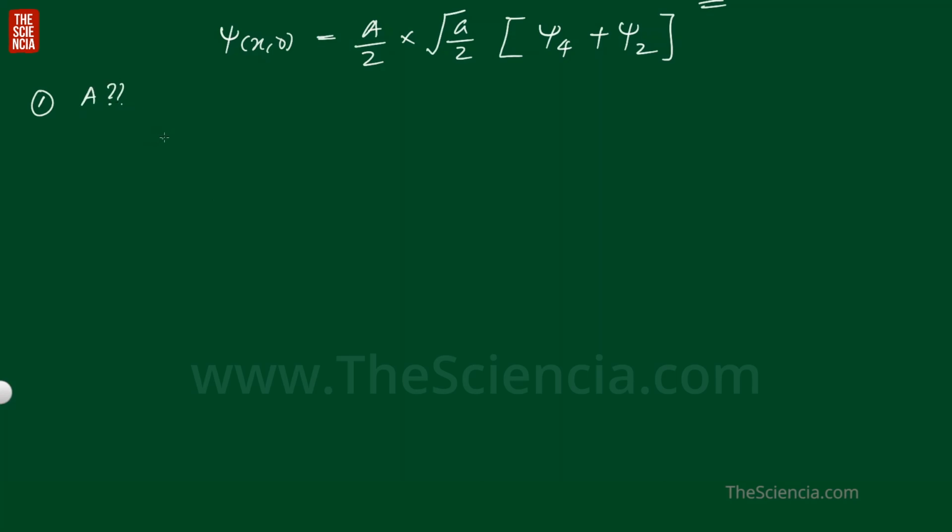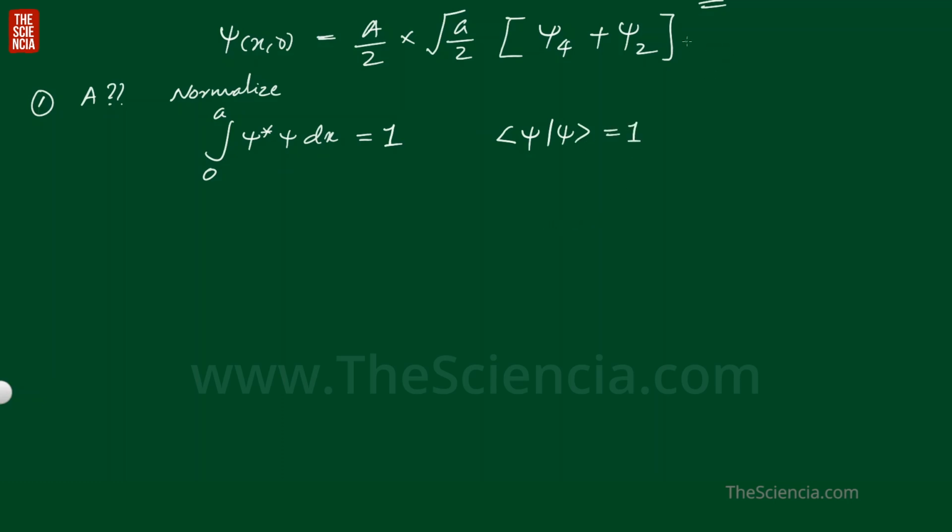To find the a value, we have to normalize this wave function. What is the condition for normalization? That is integral psi star psi dx. Here the range is 0 to a and we have to equate this value to 1. And in Dirac notation, we express the normalization condition as bra psi ket psi equal to 1.